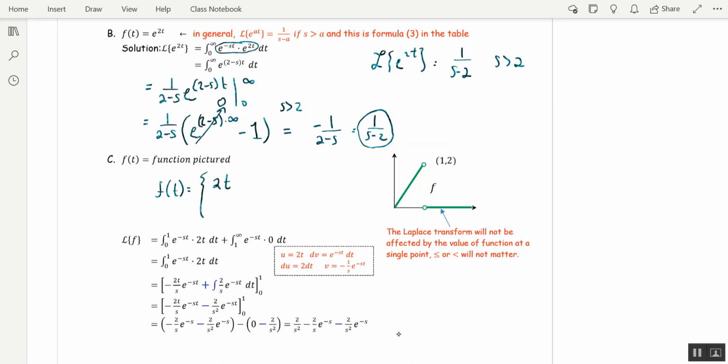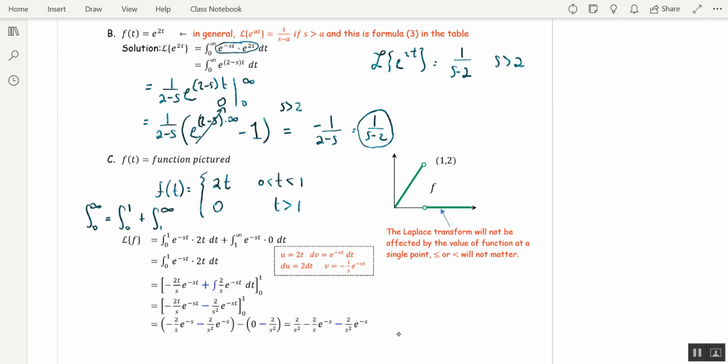I can see that line has slope 2 if t is between 0 and 1. And then it's 0 if t is bigger than 1. Now, the Laplace transform is defined in terms of integrals, so whether you put greater than or equal to 0 here, or strictly greater than 0, it will not affect the Laplace transform. I'm going to leave it as greater than. Now, the integral from 0 to infinity can be written as the integral from 0 to 1 plus the integral from 1 to infinity.